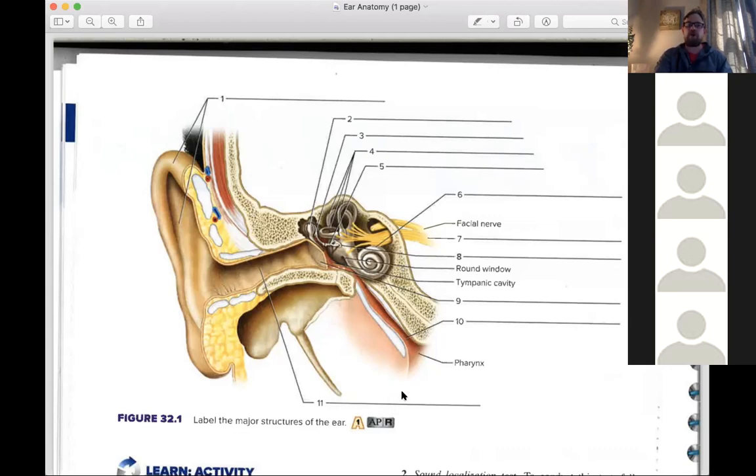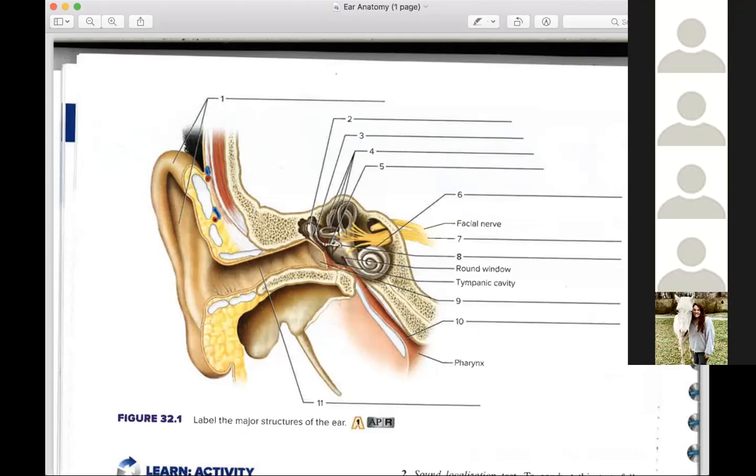Now, what it doesn't show down here, right, is the pharynx. The pharynx is a fancy word for what, Beck? Don't overthink it. Your throat. Good job, Beck, right? Your throat, right? So these tubes are connected to your throat, all right?